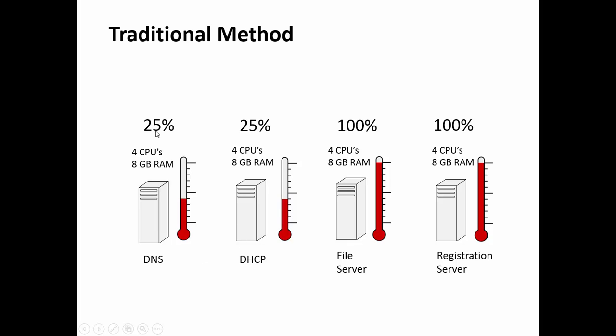But when we got them all up and running, we found that the DNS and the DHCP servers were only running at 25% of capacity, and that is a waste of 3 CPUs that we could be using elsewhere. And then we saw that the file server and the registration server were both maxed out at 100% utilization, and we cannot really just pull the CPUs out of one box and put them into another. The disadvantage of the traditional method of having separate servers is an inefficient allocation of resources.